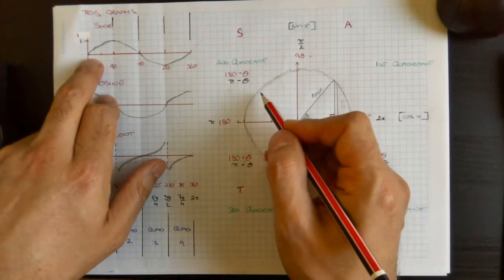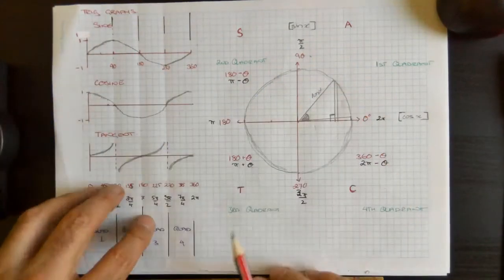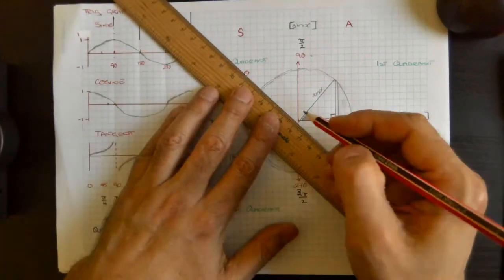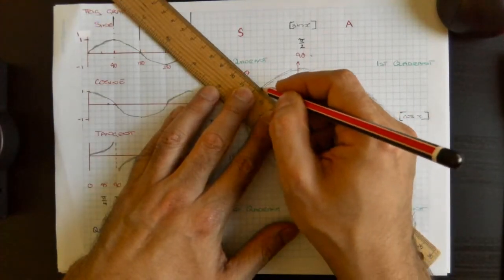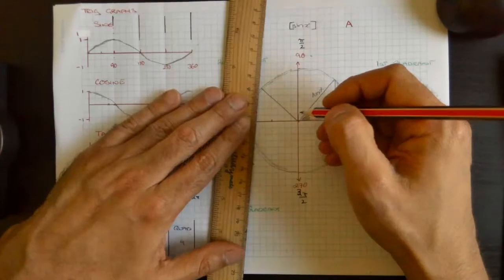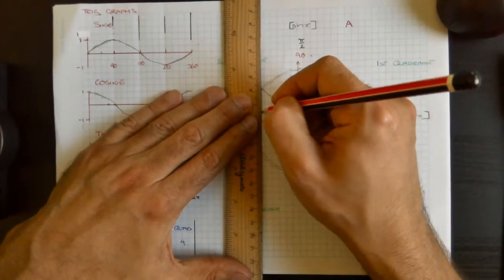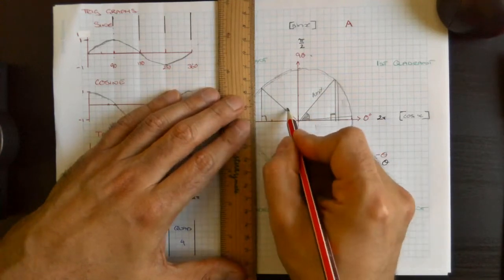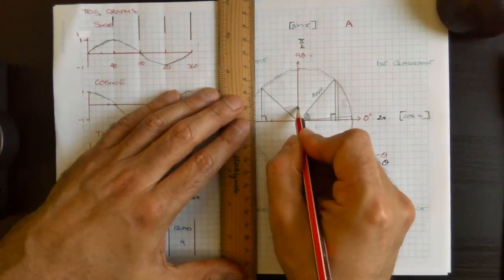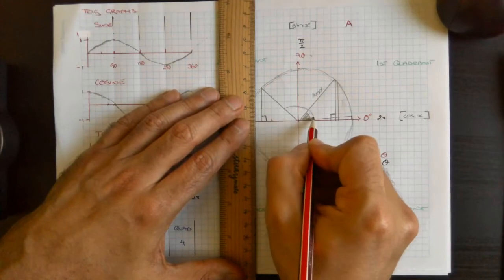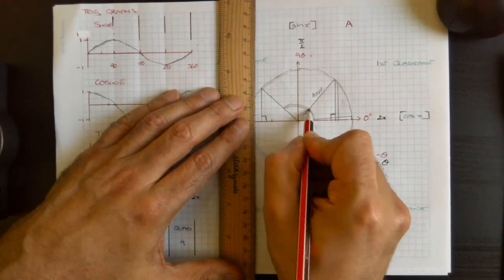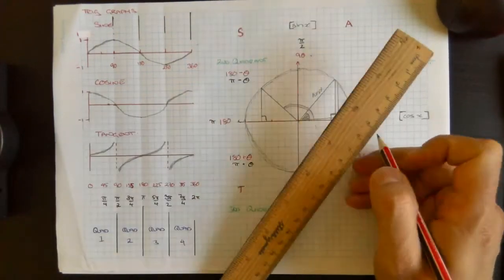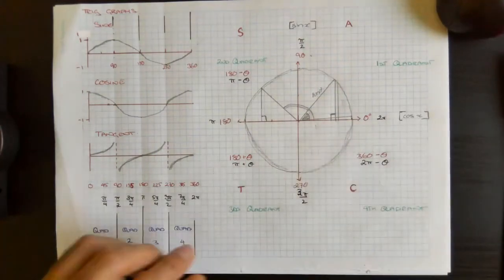So the same thing, if I went over to this side, I'm actually measuring this angle, starting here where x is 0.